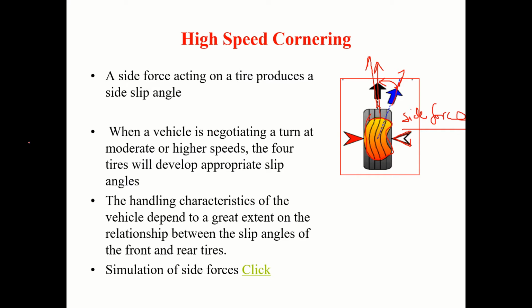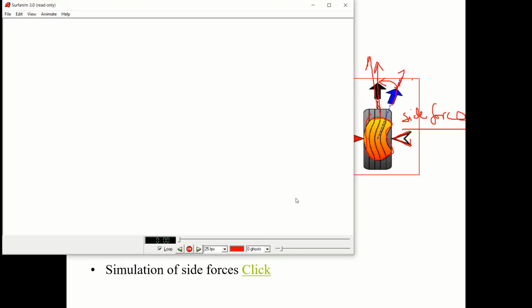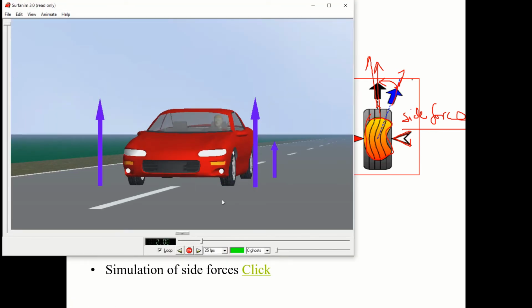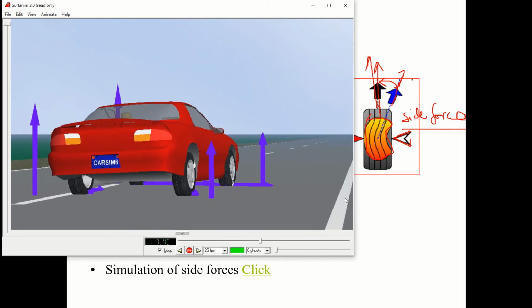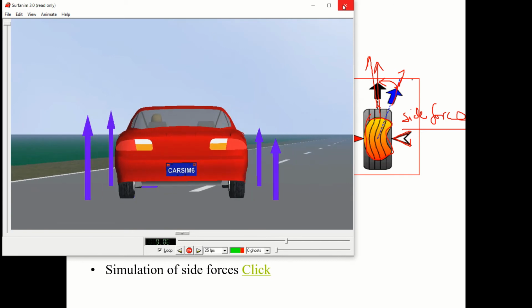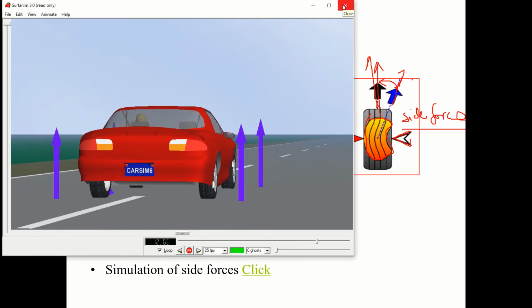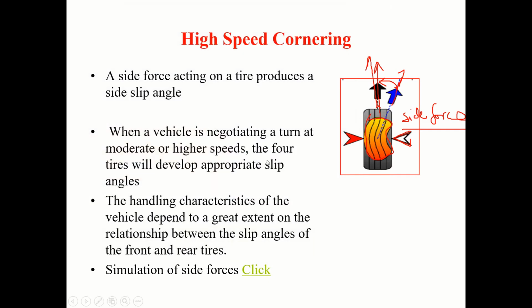When a vehicle is negotiating a turn at moderate or higher speed, the four tires will develop appropriate slip angles. The handling characteristics of the vehicle depend to a great extent on them. Whatever I said before has been repeated here. Now you see here, this is what I told you about and showed you also. It all depends on the side forces, what slip angle they create. Based on that, the vehicle behavior depends.